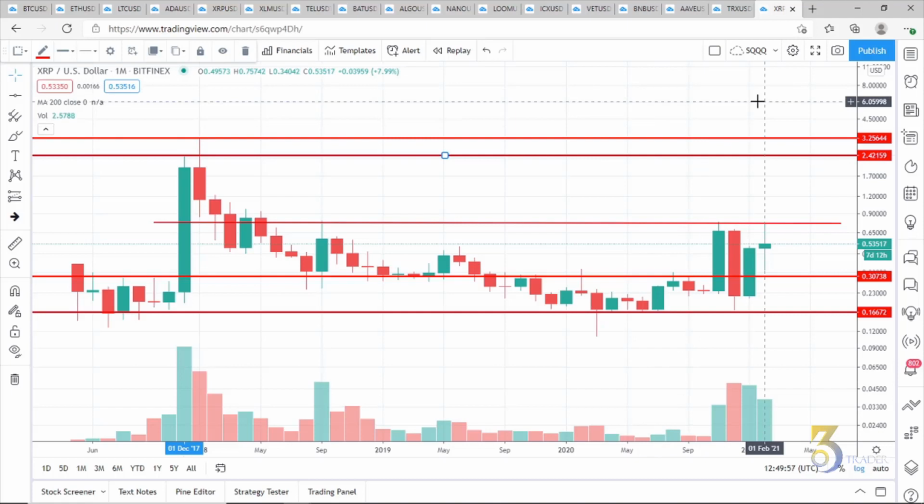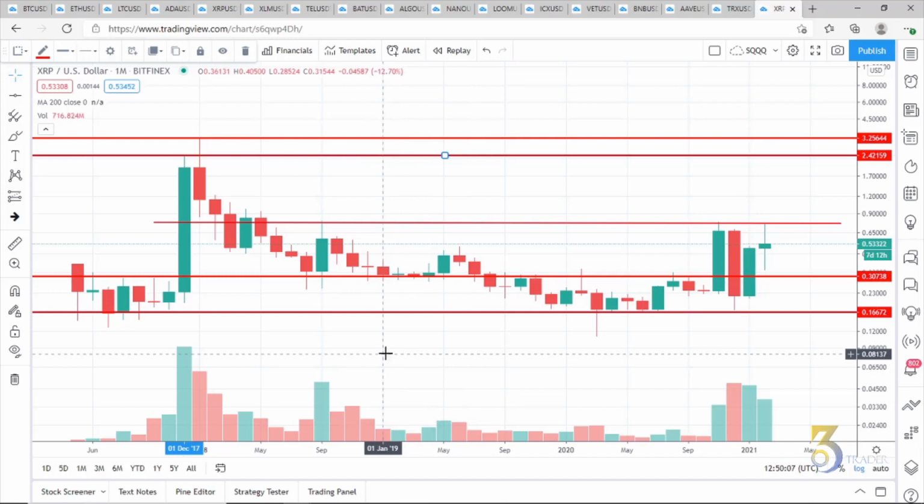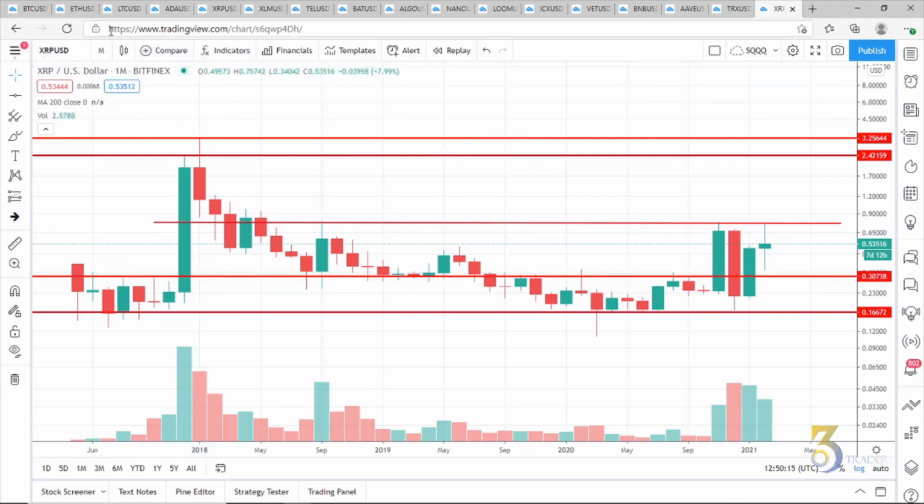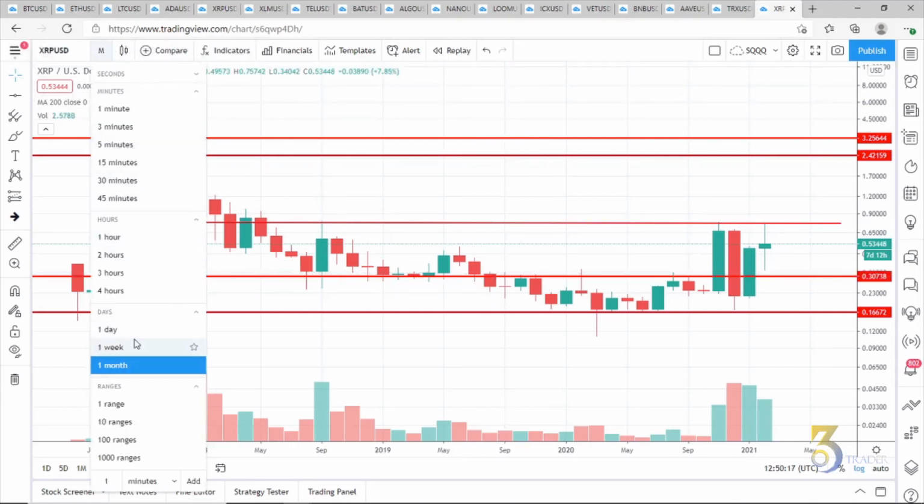So we have just zoomed out, and we have already dropped five areas of support and resistance, five areas of supply and demand, five areas of buying and selling, and they're very obvious. So that's pretty fantastic. So now let's go ahead and drop this down and see what it looks like on a lower time frame.